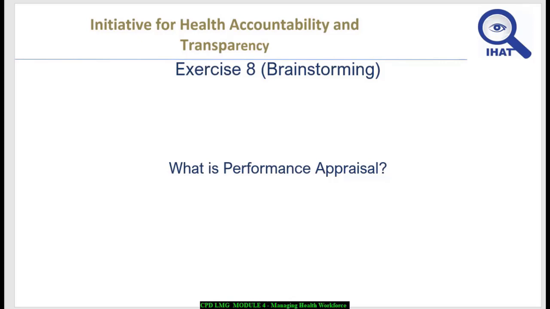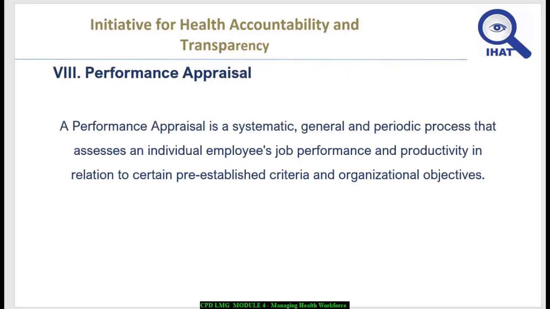Let us now look at performance appraisal. What is our understanding of performance appraisal? Performance appraisal is a systematic, general, and periodic process that assesses an individual employee's job performance and productivity in relation to certain pre-established criteria, targets, and organizational objectives.